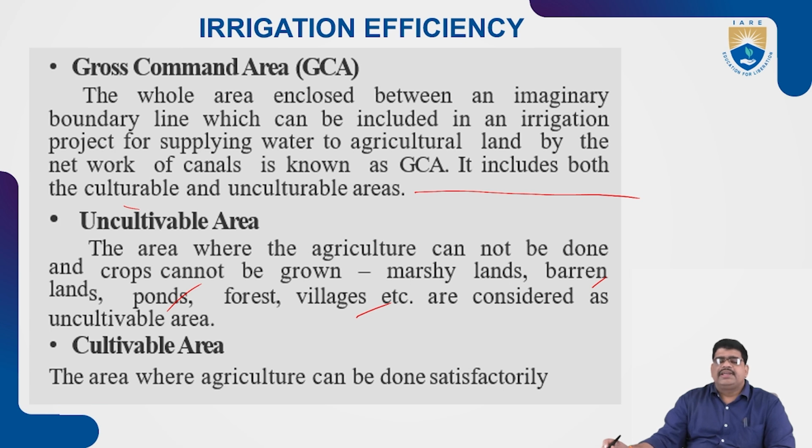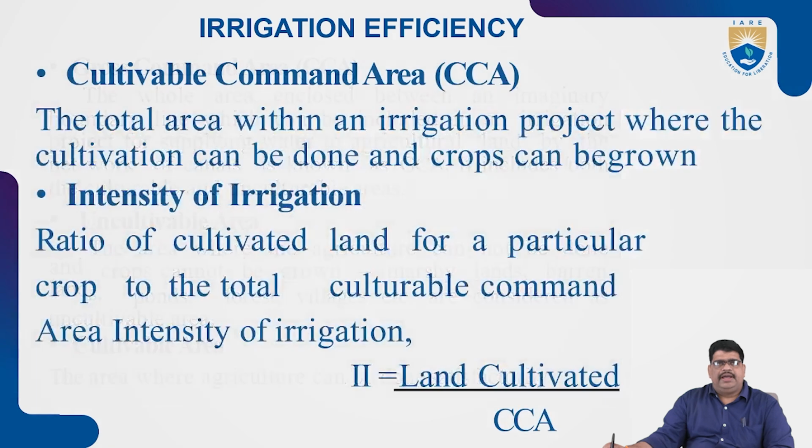We can intentionally do irrigation there. By using irrigation, the crop will be grown intentionally, with the crop chosen to suit the type of soil, on some particular area and depending on the availability of water. Such an area we call the culturable command area. So the culturable command area is the total area within the irrigation project where a crop can be grown. Next, the intensity of irrigation.